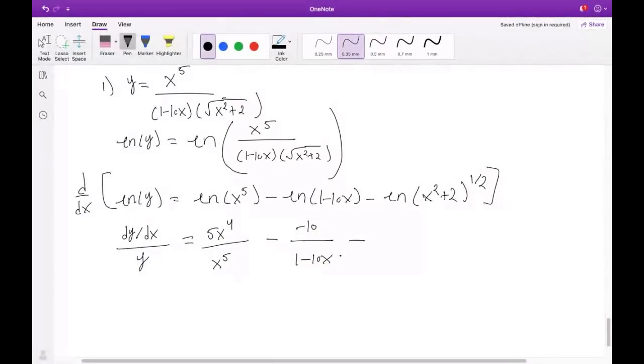And then for this one, I'm going to just move this 1/2 right here in front of the ln and take the derivative of ln of x squared plus 2. So that's going to be 2x over x squared plus 2.